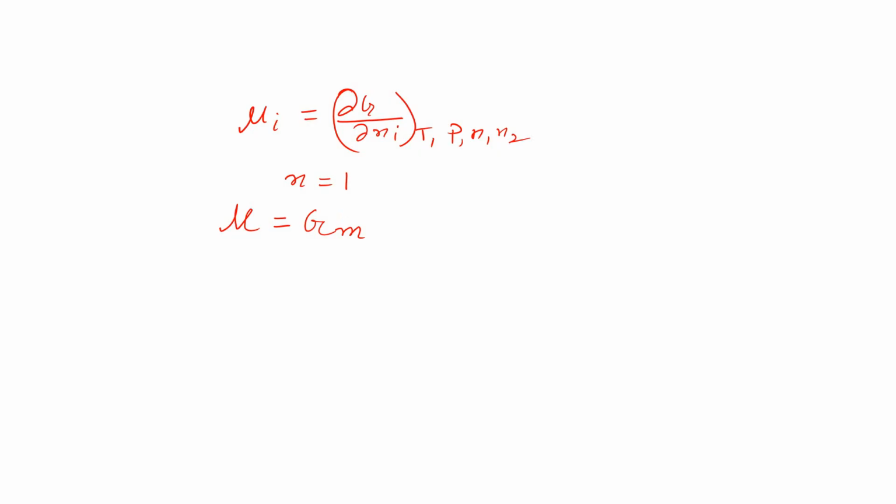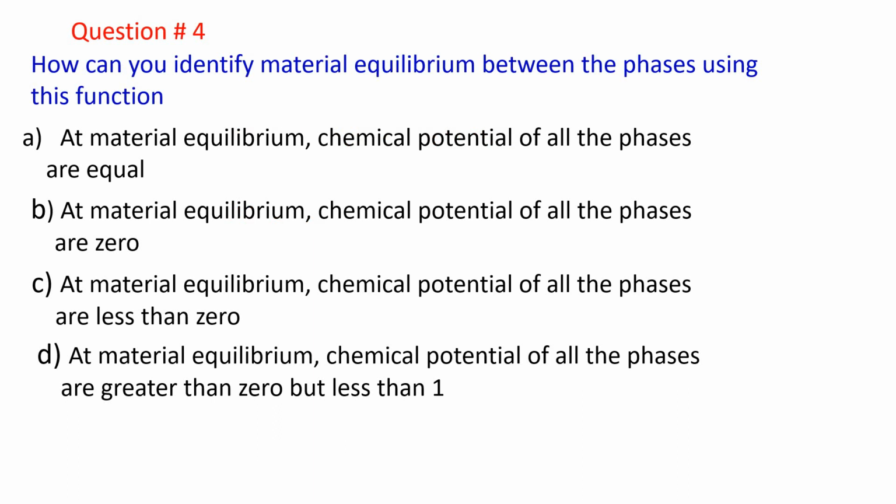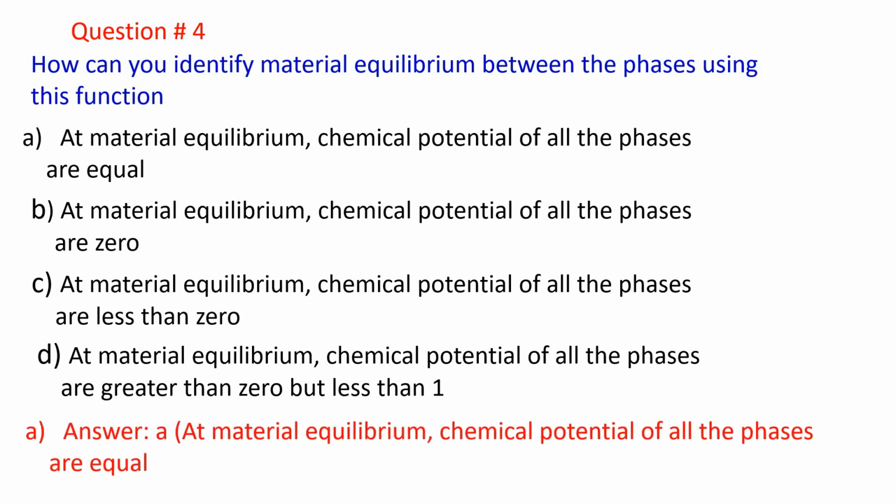Now coming to question number 4, how can you identify material equilibrium between the phases using this function? Option A, at material equilibrium, chemical potential of all the phases are equal. Option B, at material equilibrium, chemical potential of all the phases are 0. Option C, at material equilibrium, chemical potential of all the phases are less than 0. Option D, at material equilibrium, chemical potential of all the phases are greater than 0 but less than 1. Let's see the answer. Answer is A, that is at material equilibrium, chemical potential of all the phases are equal.